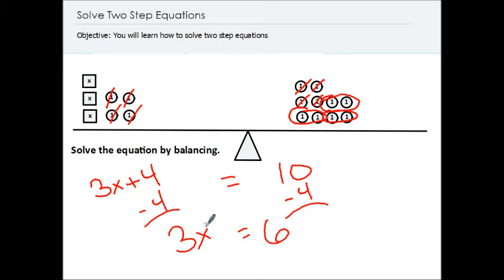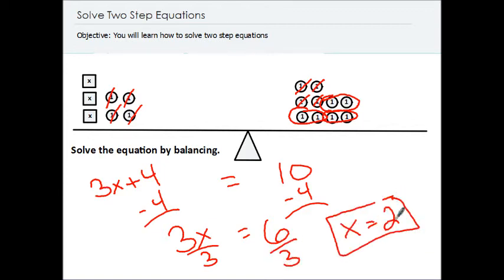So x equals that. All I did was divide those up, so divide by 3, divide by 3. So x equals 2. That's what it would look like if you solved it with a picture or a balance scale.